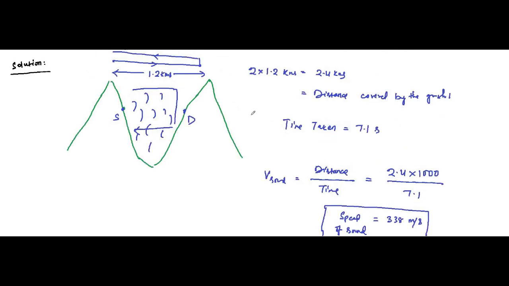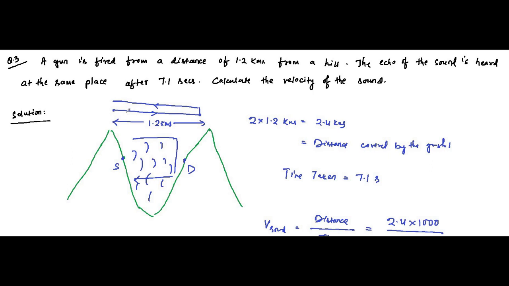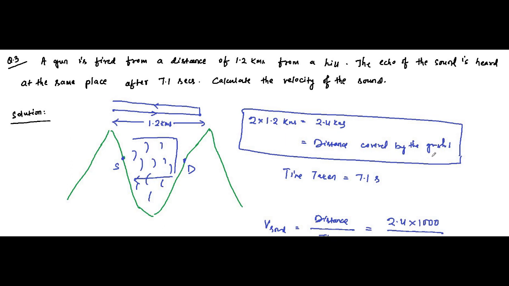So always understand this concept that the sound originating from a source strikes an obstacle in its path, gets reflected back from there and travels back to the source where the echo sound is heard. So the total distance covered by the sound is double the gap between the source and the obstruction. That's why this part is very important: 2 into 1.2 kilometers, which is the total distance covered by the gunshot sound.